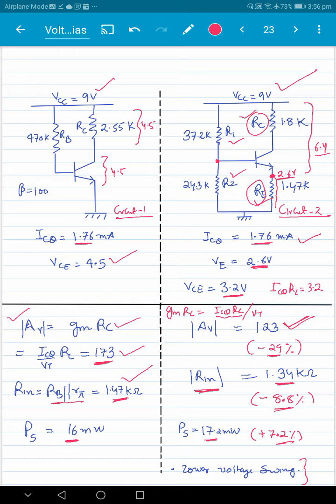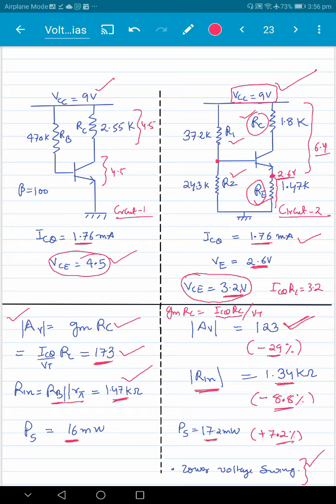Now voltage swing is more complicated. We have a separate lecture which discusses that. But the upper limit on voltage swing is the collector emitter voltage. And the swing cannot exceed the collector emitter voltage. So it is 3.2 here, it is 4.5 here. So we get a loss in voltage swing. We get lower voltage swing also. So with the voltage divider bias, these problems become worse when you go to lower supply voltage.